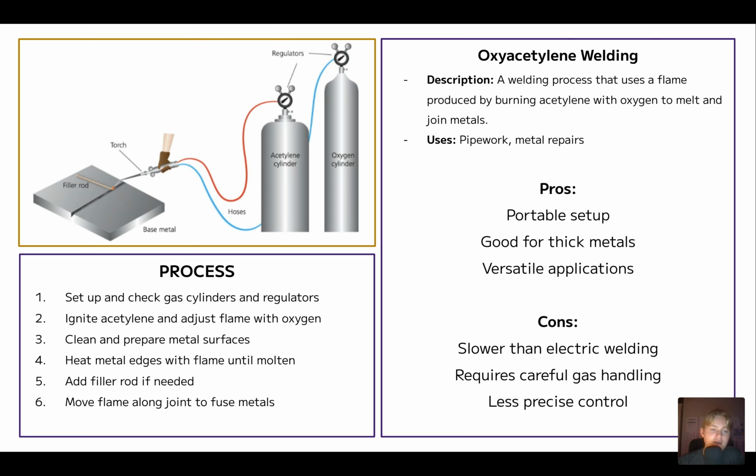The process of it that you'd need to describe in your exam would be setting up the gas cylinders and regulators, igniting the acetylene and adjusting the flame with oxygen, cleaning and preparing the metal surfaces, at which point you can then heat the metal edges with the flame until molten, and add the filler rod, if needed, to complete the weld, and then move the flame along the joint to fuse the metals.